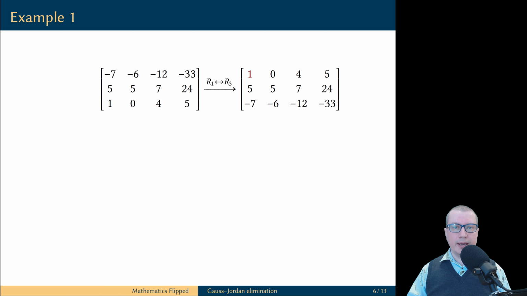Now that we have a 1 in the proper position, we will use replacement operations to produce zeros below this one. In the second row, we have 5, and therefore we are going to multiply row 1 by -5 and add the result to row number 2.